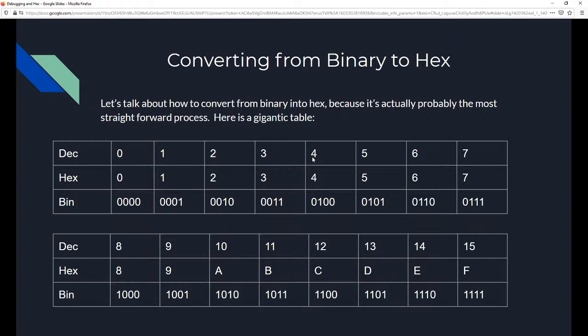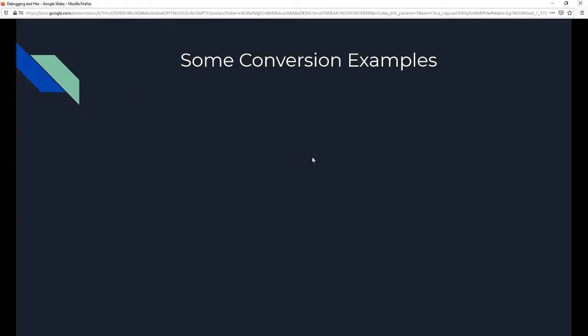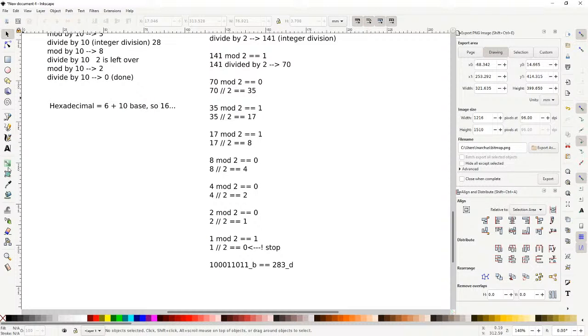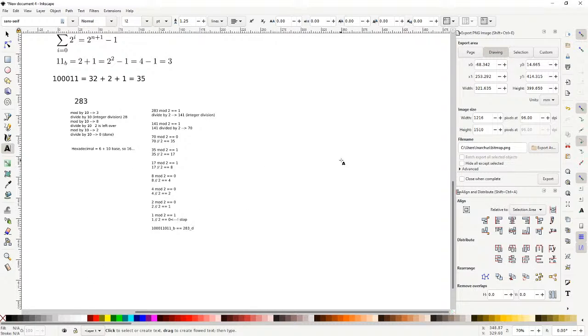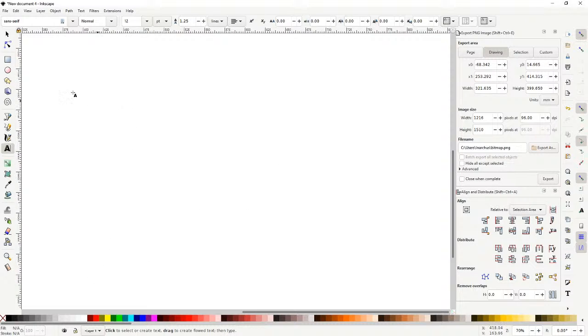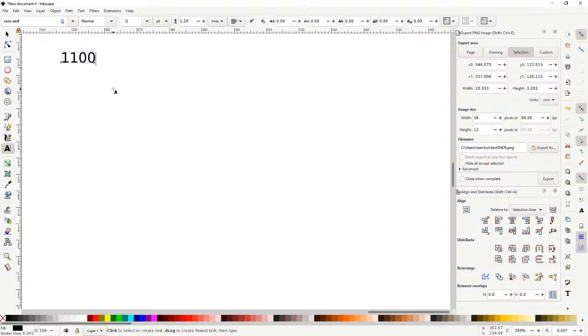And let me show you some examples of converting. So this is how you convert some numbers. Let's say that we have a number like this. Let me show you how to convert. So let's go over here somewhere new. So here's a number.